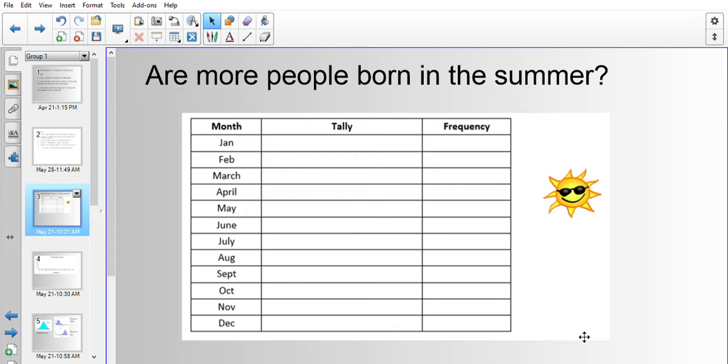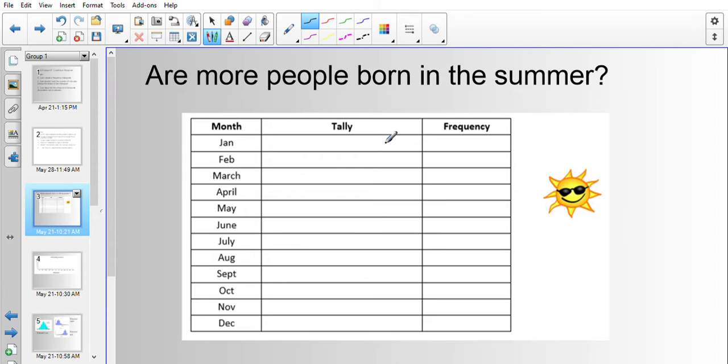So how we're going to do this is we're going to look at our table, sort of like what we did with the dot plots. And we want to find out, are more people born in the summertime? All right. So what I did is I went around and I asked a bunch of people. Remember, part of statistics is the ability to gather information. So I went around and I asked a bunch of people what month they were born in. And I want to see if there's a trend or some piece of information that will help us answer the question, are there more people in summer?